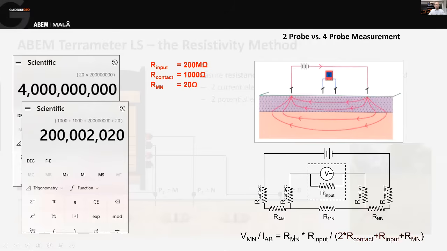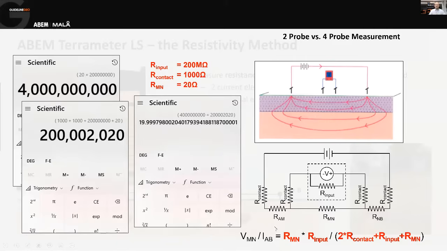And then if we use both to finalize the calculation, we end up with that big number divided by this quite big number, and the end result is 19.99979 ohms. And that is pretty much that path resistance that we were interested in, that bit of ground, that volume of ground between our measuring electrodes. And so what we've managed to do is counteract that contact resistance.